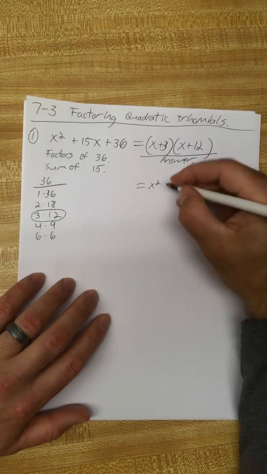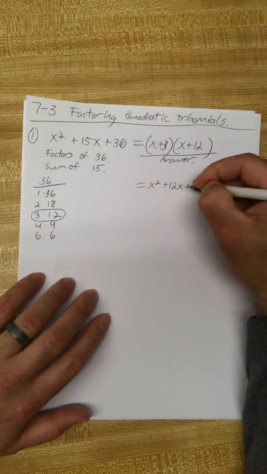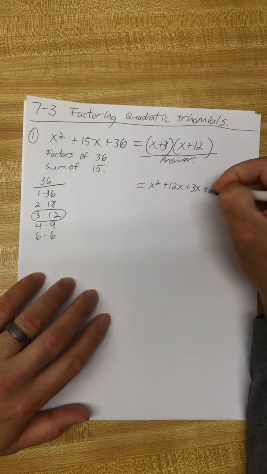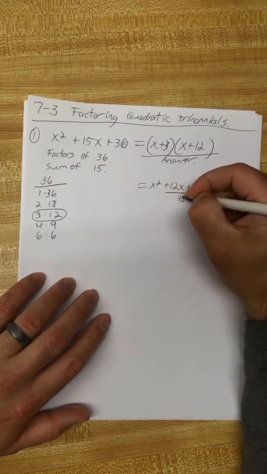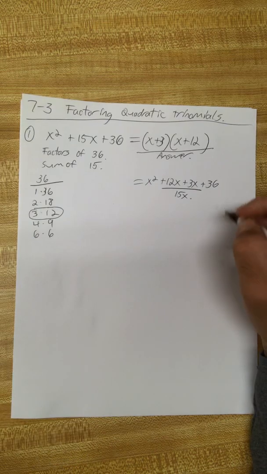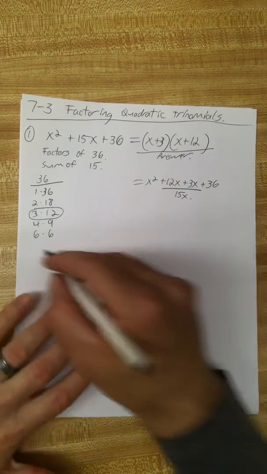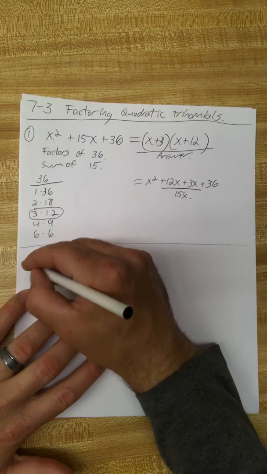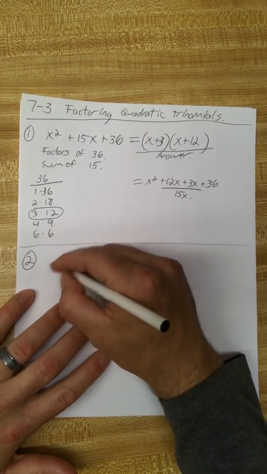If you multiply it all out, just to check this, you get x squared plus 12x plus 3x plus 36. And right there is your 15x in the middle. So again, we're just doing the reverse of what we did last chapter. Let's do another one like that.